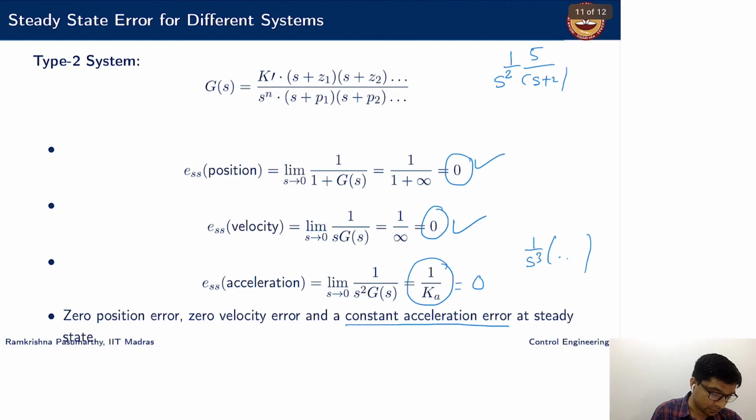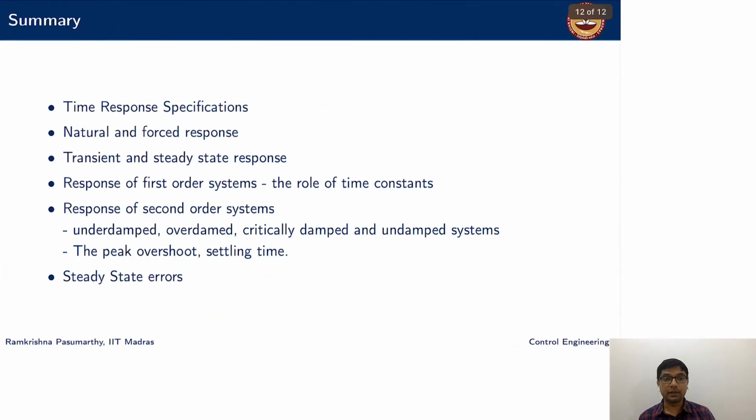Okay, and then we can just do the same analysis that we do. So in summary of this week, we started off by talking of time response specifications. We classified what was the natural and forced response. We saw a lot of simulations of the inverted pendulum, the normal pendulum. We also saw transient and steady state responses with several examples. Then we started off looking at response of first order systems. Then we studied the role of the time constants and how fast or slow the system responds to different time constants.